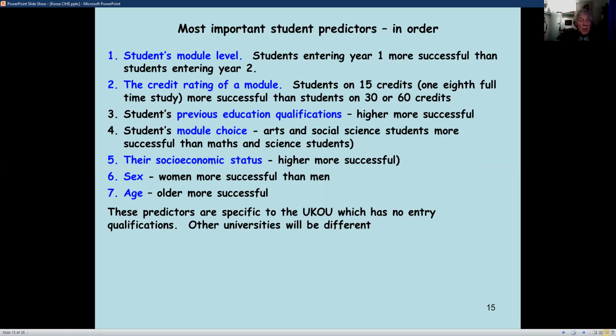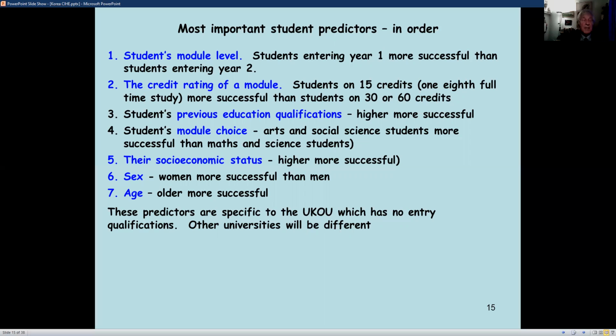Fifthly, their socio-economic status. The higher their status, the more likely they were to be successful. Sixthly was their sex. Women were in general more likely to be successful than men. And finally, their age. The older the student, the more likely they were to succeed.